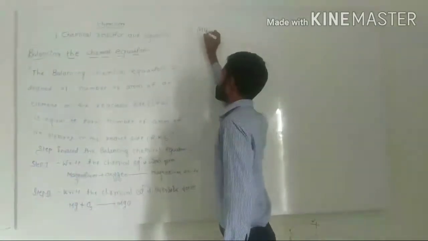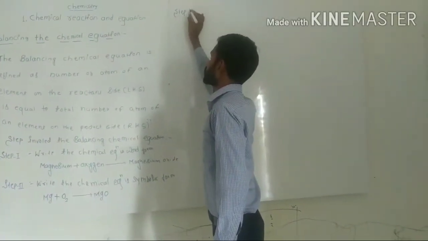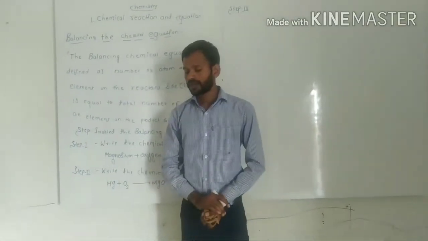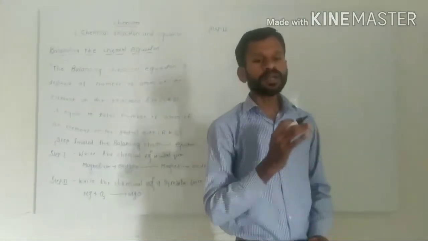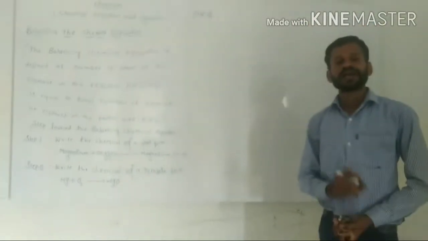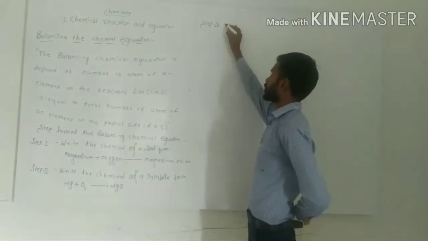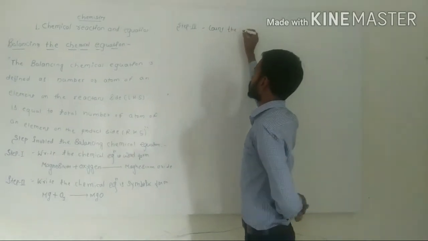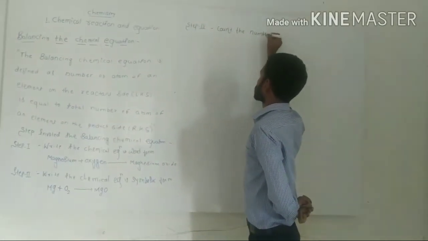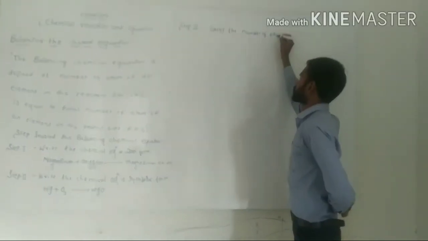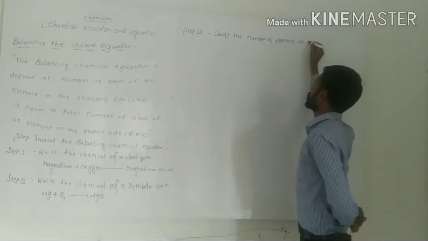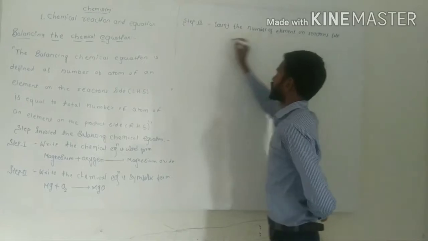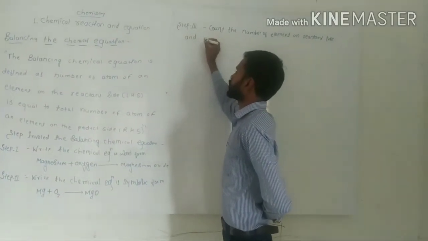After that, step number 3. In step 3, we will count the number of elements present in the reactant and present in the product. Count the number of elements on the reactant side and product side.